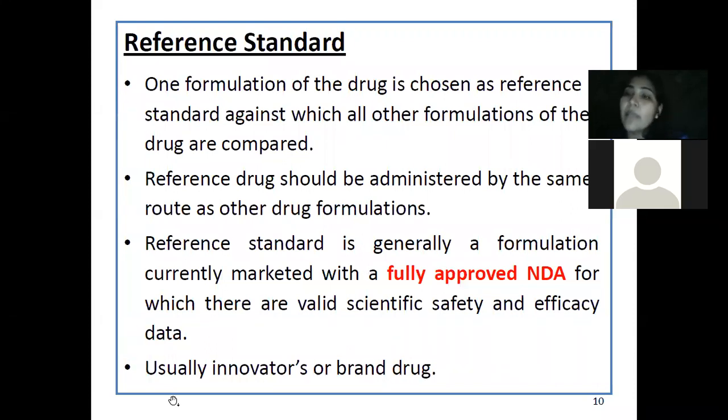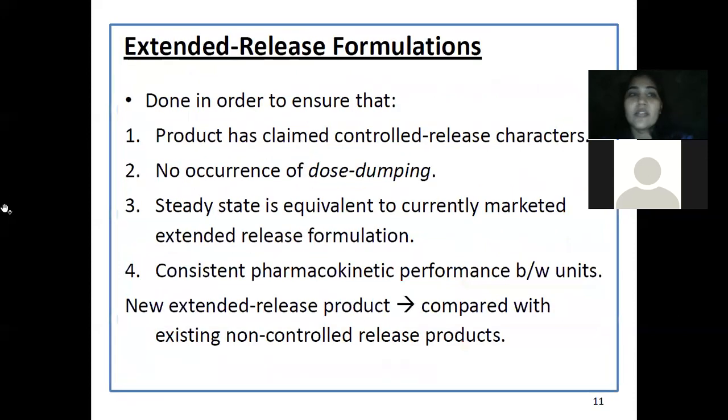Okay, if I have manufactured something, then I'll be selecting as reference drug the best formulation which is there in the market for my drug. Means, in the sense, if I have manufactured diclofenac sodium, then I will use the diclofenac sodium reference standard which is manufactured by Cipla or GlaxoSmithKline, something like that. So I'll be taking a brand drug only for my reference standard.